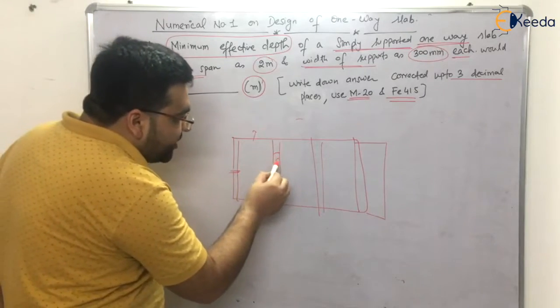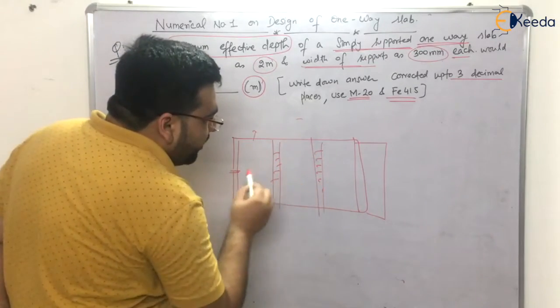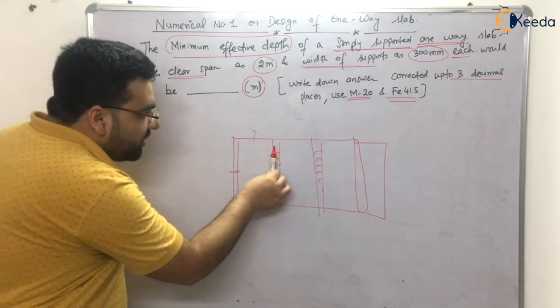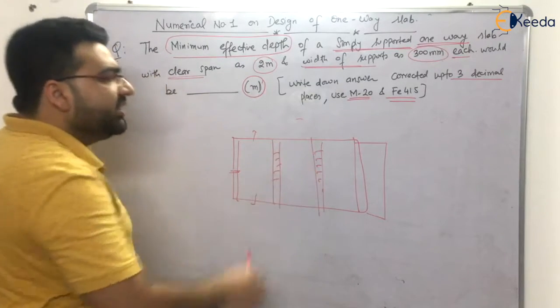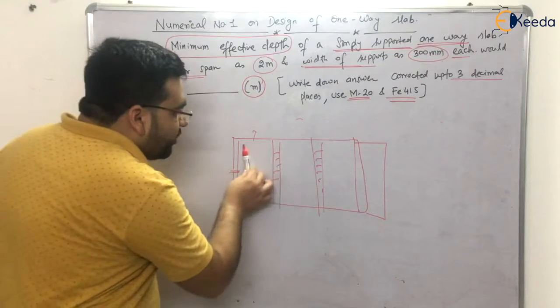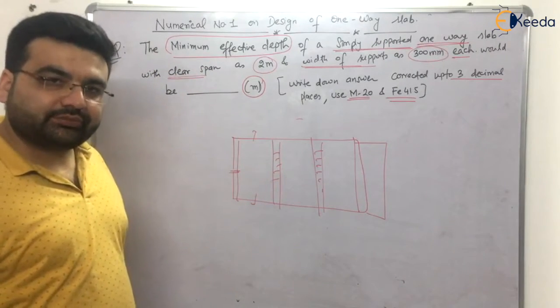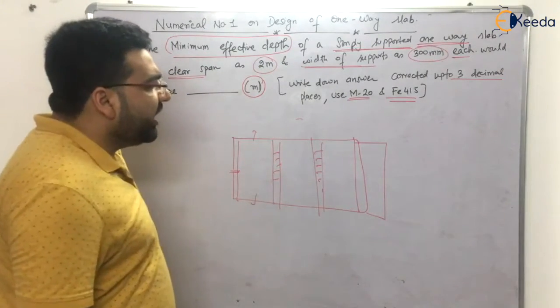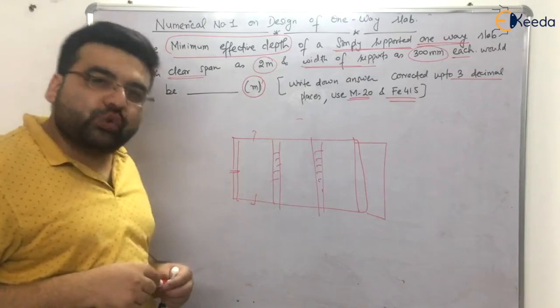But these edges are known as the continuous edges. Why? Because the slab is extending to this portion as well. So these edges are known as the continuous edges. I will take this in detail when I teach you about two-way slabs also, right?